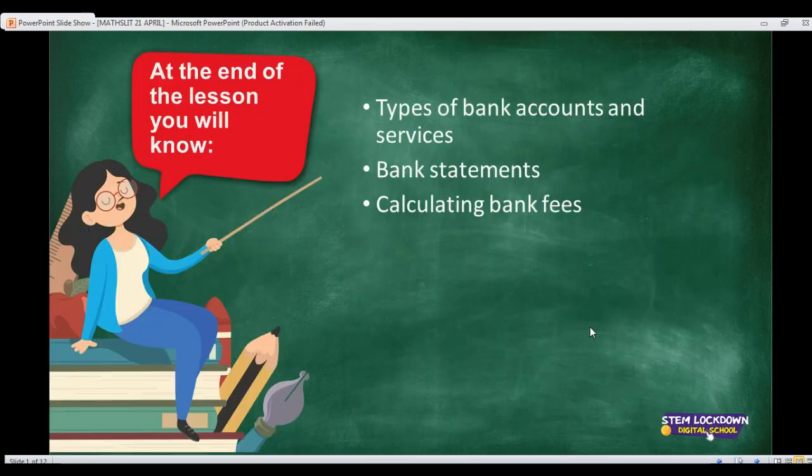And then today, as I mentioned yesterday, we'll be doing types of bank accounts and services. We'll be covering bank statements and we'll be calculating bank fees. So yesterday we worked on the budget, right? We did the budget and the income and expense statement. So it's taking over from there. With the knowledge you have learned about income and expenses, we move on now to the banking system.